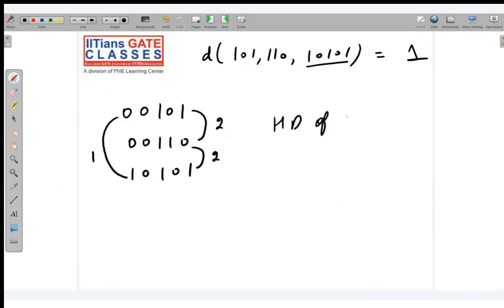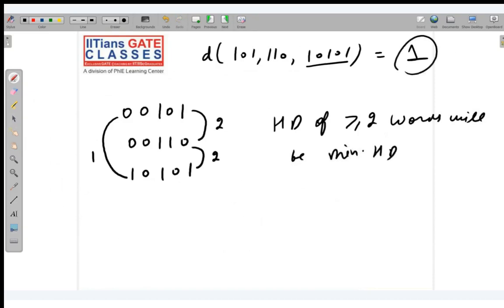Okay. So HD of greater than or equal to 2 words will be the minimum HD. Okay. So here the answer will be 1. You cannot say the answer is 2, the answer is 1 only. Is it okay? So if we have more than 2 words, it will be the minimum Hamming distance. You have to take the minimum. Take snapshot, I will jump to the next slide.